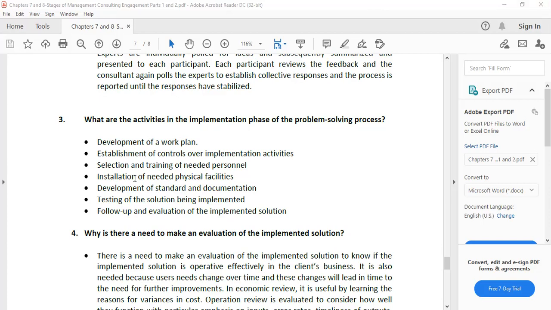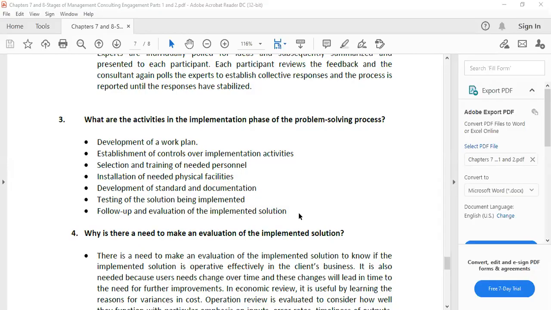Next is installation of needed physical facilities. It's possible that there will be certain requirements for building, technology, information and communication facilities which are not yet provided, so we have to put them in place. Then development of standard or benchmark. Remember, we have to evaluate also our work, so we have to establish that, and there should be a basis for our documentation.